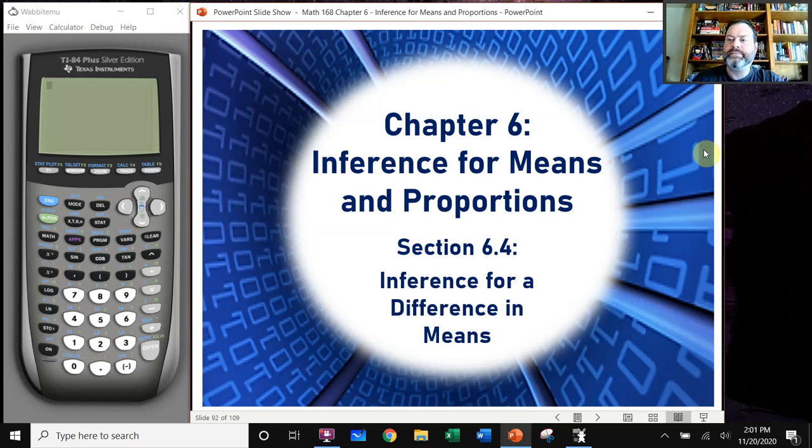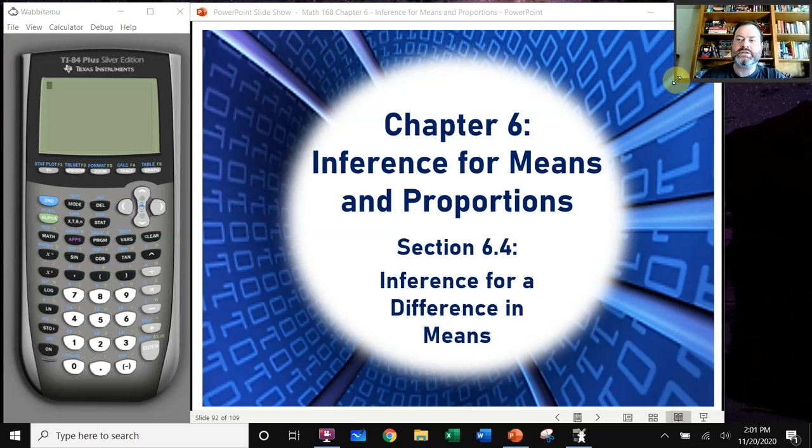Hi there, everybody. Today we're going to finish the last lecture section in the course, section 6.4. And what we're looking at here is difference in means, mu1 minus mu2. So let's jump right in.